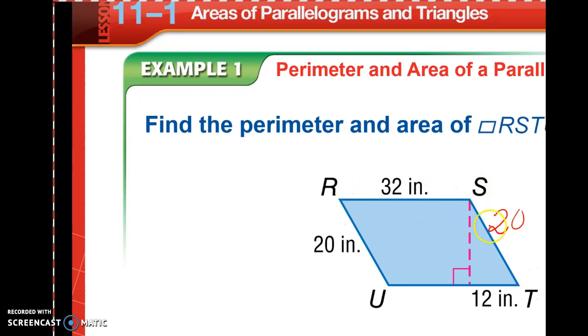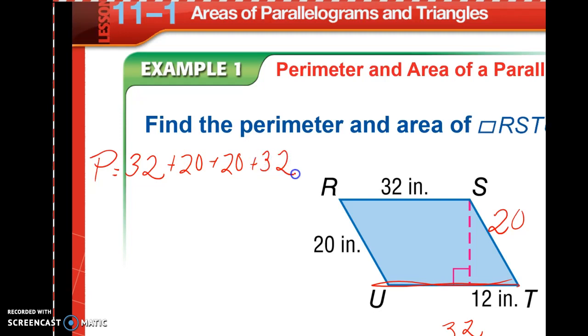So we know opposite sides are equal on a parallelogram, 32 and 32. So my perimeter is 32 plus 20 plus 20 plus 32, which is 104 inches, and it's a length, so that isn't squared. My area, though, I don't have my height, so I need to find my height.